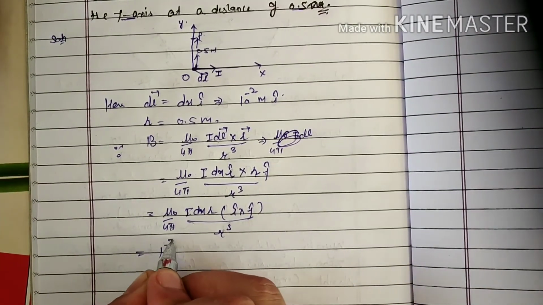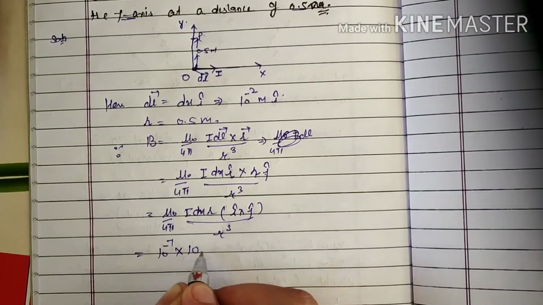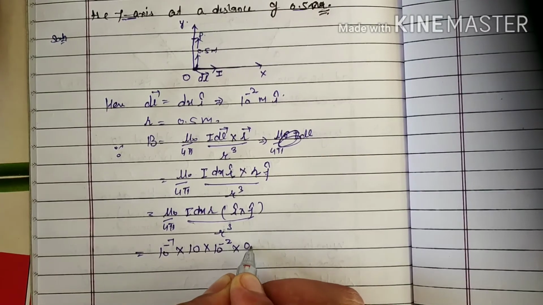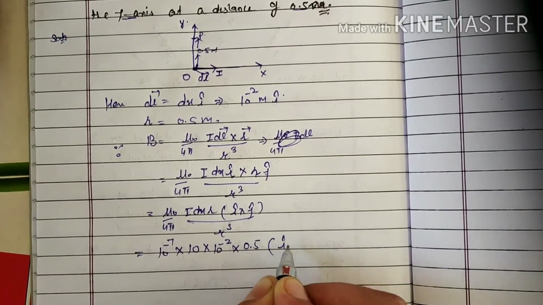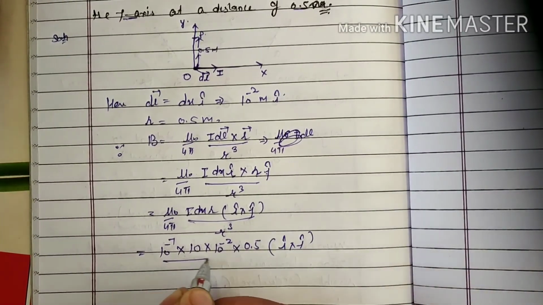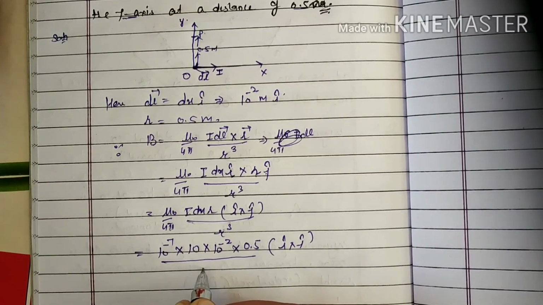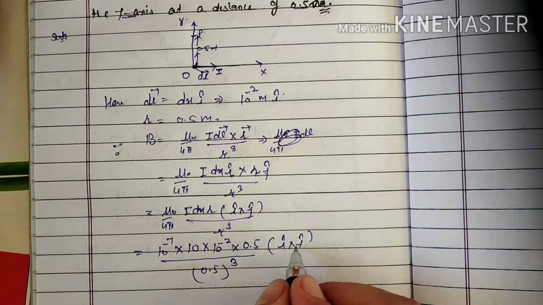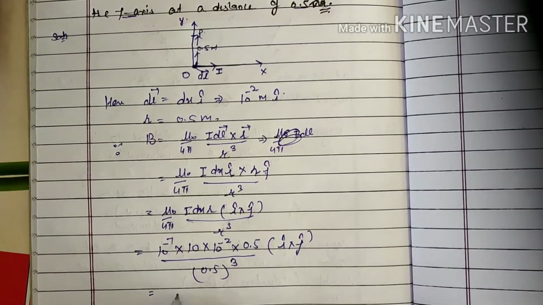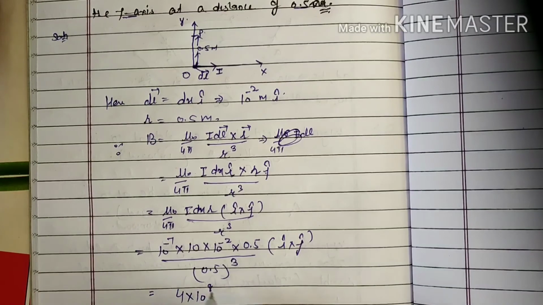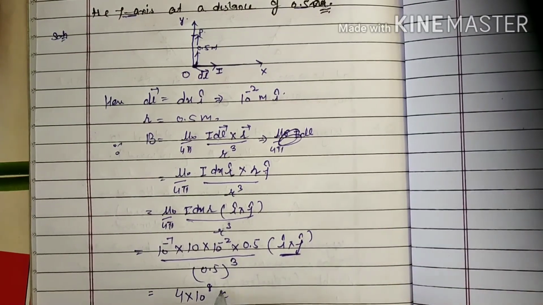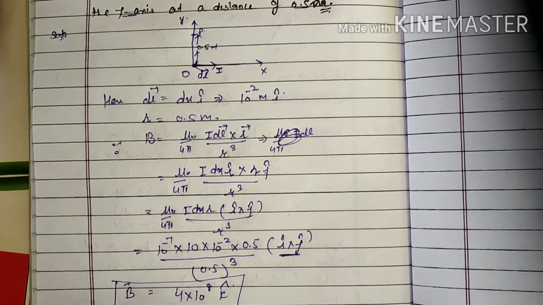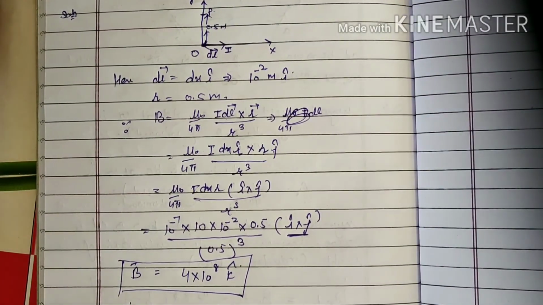Mu naught upon 4 pi is 10 raised to power minus 7, current 10, dx 10 raised to power minus 2, r is 0.5, i cross j, divided by r cubed, that is 0.5 cubed. So we solve that and get 4 into 10 raised to power 8, and i cross j is along k. So the magnetic field is along the z-axis. I hope this is clear to all of you. Thank you.